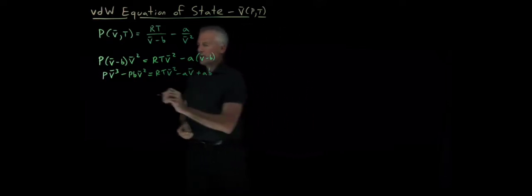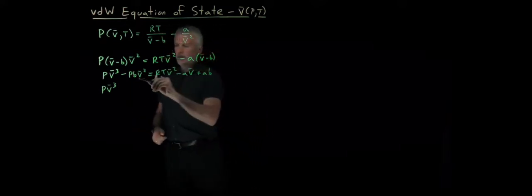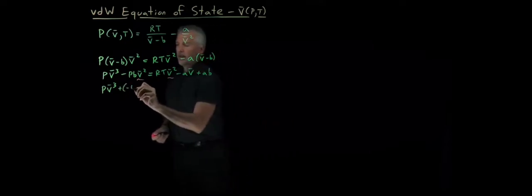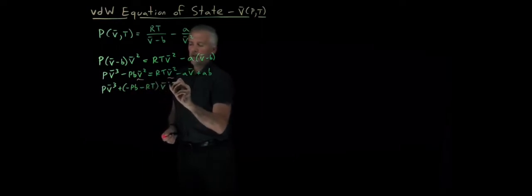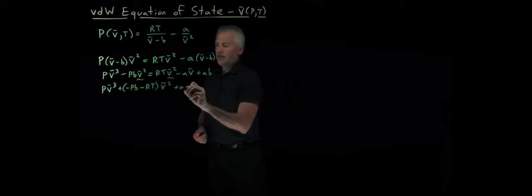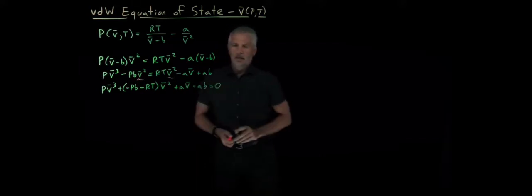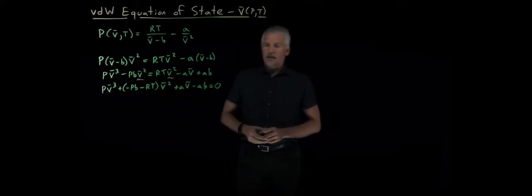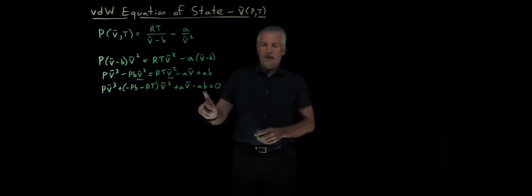If I collect all those on one side, PV bar cubed, both of these terms look like V bar squared, so I can write that as a minus PB, and then when I bring the RT over to the other side, it becomes a minus RT. Those both multiply V bar squared. AV bar on the other side becomes positive AB V bar, and the AB becomes a negative AB. So now I've gotten all the terms involving V bar over on the left-hand side, and I notice that what I have is a cubic equation: a V cubed term, a V squared term, a linear term, and a constant term.